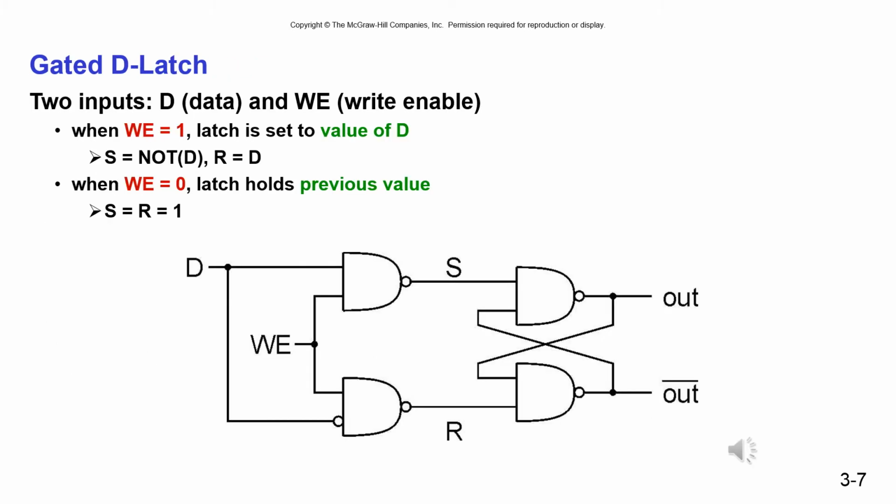That brings us to the gated D latch. And the gated D latch has some more circuitry to the left of the SR latch that allows us to have two inputs, D and the write enable signal. WE stands for write enable. So when write enable is 1, the latch is set to the value of D. When the write enable is set to 0, the latch holds the previous value, and the value of D is not allowed to pass to the output.